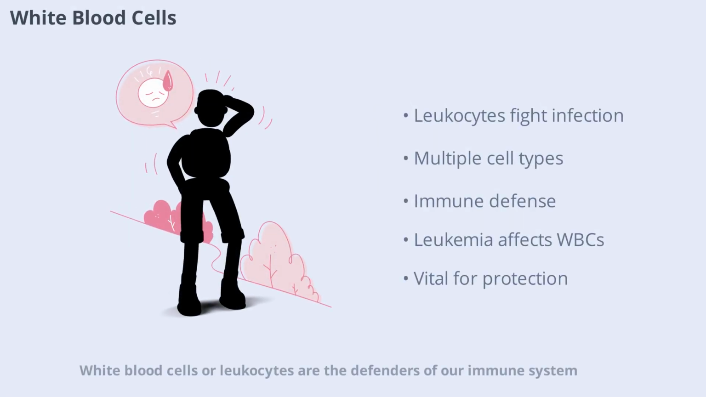White blood cells, or leukocytes, are the defenders of our immune system. They protect the body against infections and foreign invaders. There are several types of white blood cells, each with specialized functions such as neutrophils, lymphocytes, and monocytes. When the body faces an infection, white blood cells increase in number and activity. Disorders like leukemia or immunodeficiency can severely impact their function, making hematology essential for diagnosing and managing these conditions.